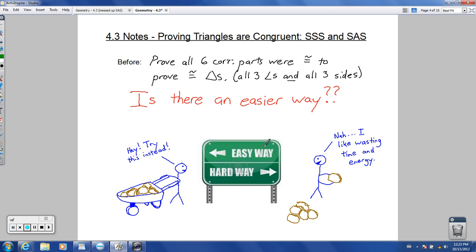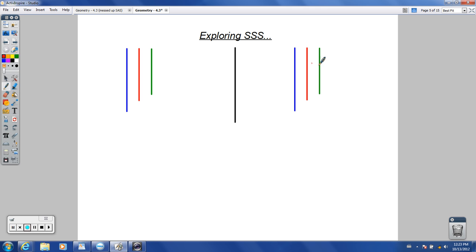So it sure seems like there should be. If we've got to prove all 6 parts match up every single time in triangles, that just seems like it's going to get kind of tedious. So we're going to explore this idea of side, side, side right here. I don't want you to copy this down. I just want you to watch for the next couple minutes here as I maneuver things around.